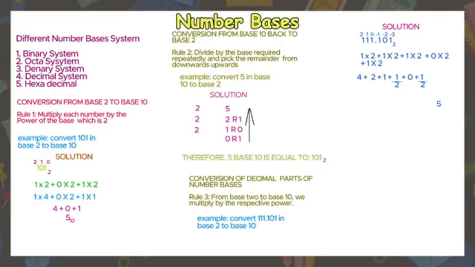Then we also have conversion of decimal parts. If we have a conversion from base 2 that has decimal parts, we multiply by the repeated power of the base. What do I mean by that? For example, convert 101.101 that is in base 2 to base 10. Solution.